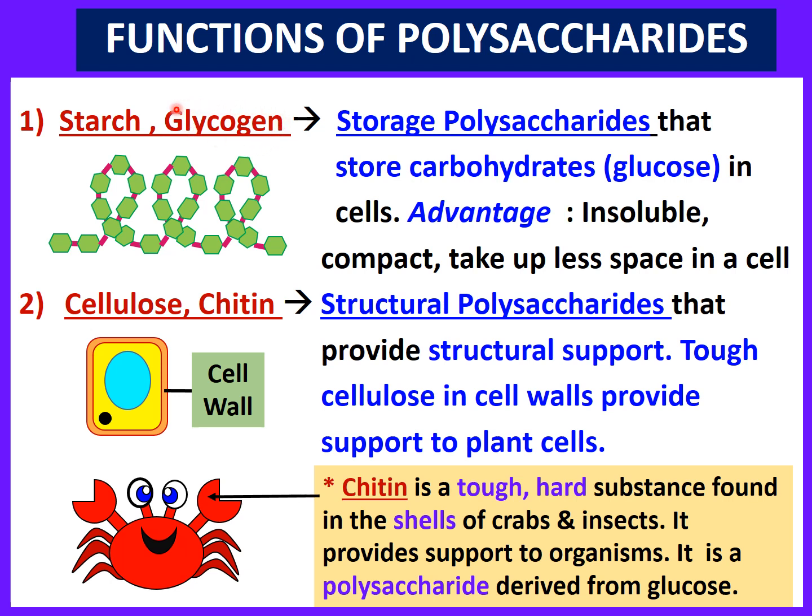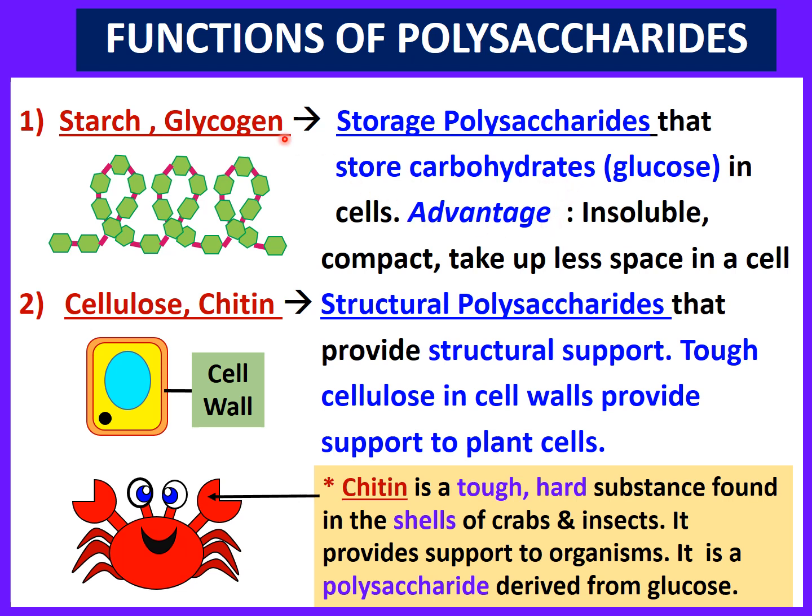Glycogen is only found in animal cells. For plants, starch is the storage compound that stores the carbohydrates. Okay, so these two, starch and glycogen, are called the carbohydrate stores or carbohydrate reserves in the cells.